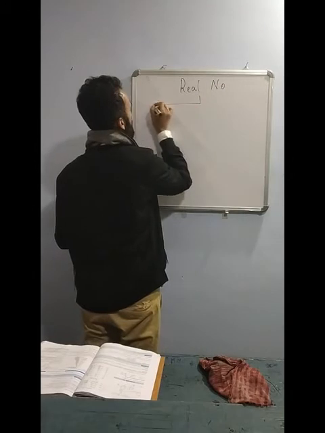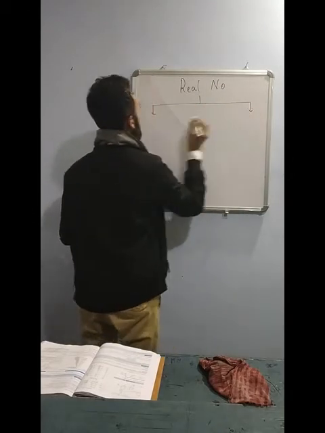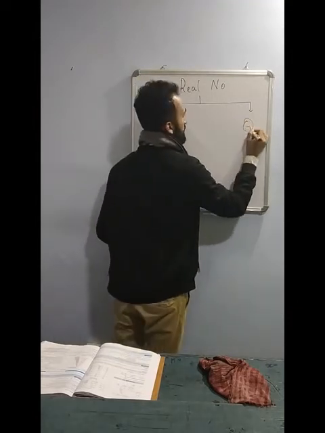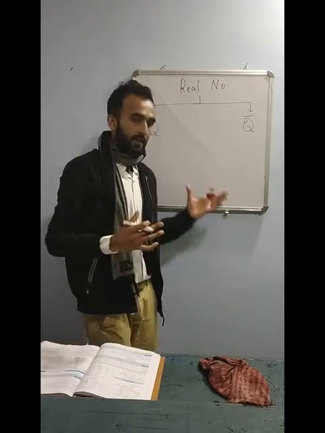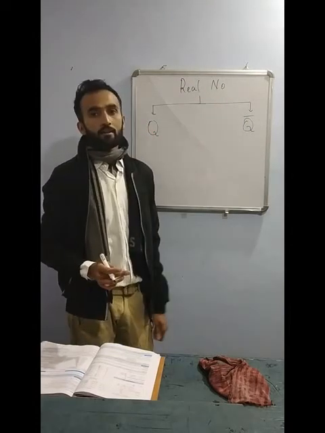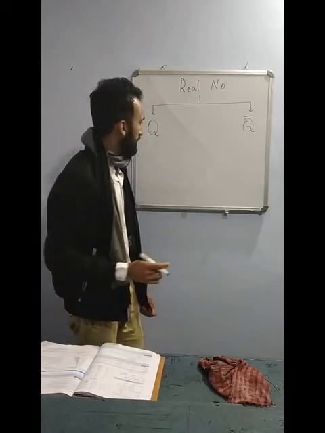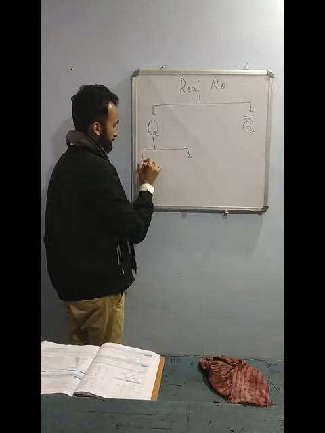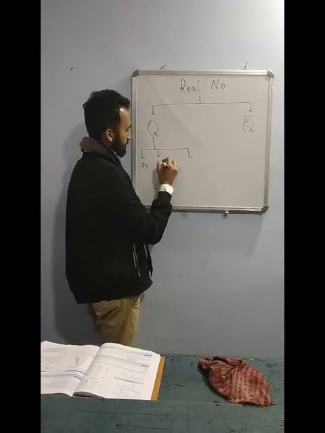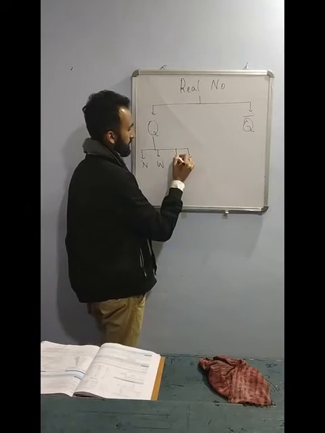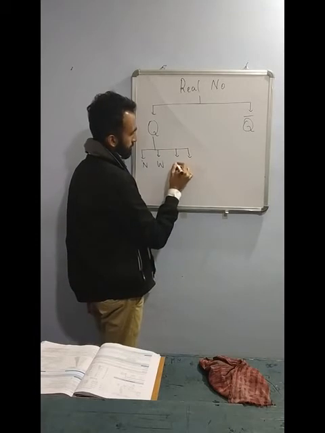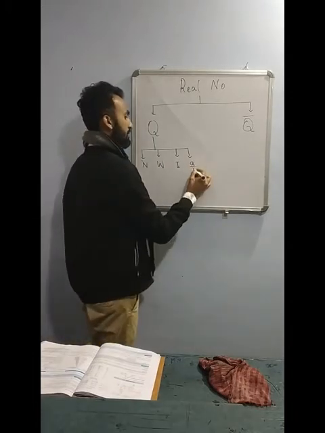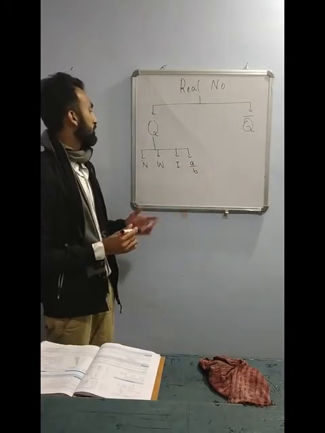What is a real number? Real number is nothing but which has rational, and which has irrational. Rational and irrational together are termed as what? Real numbers. Now rational are what? Again inside rational you have what? Natural numbers, whole numbers, integers, I or Z, or you can have A by B. All this comes under what? Rational.